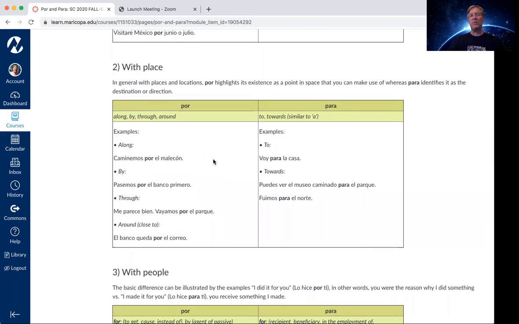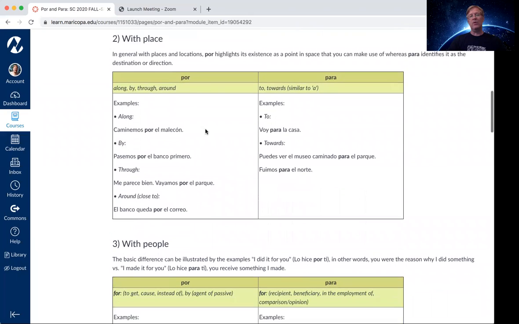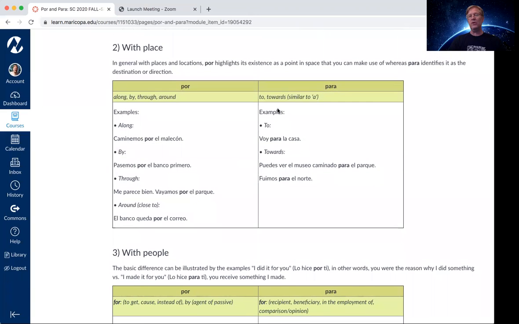So when we're talking about place, we use por, meaning along, by, through, or around, and para is to or towards. So para is direction towards. Voy para el aeropuerto, going to the airport or towards the airport, and all the other relationships with space or place are por.